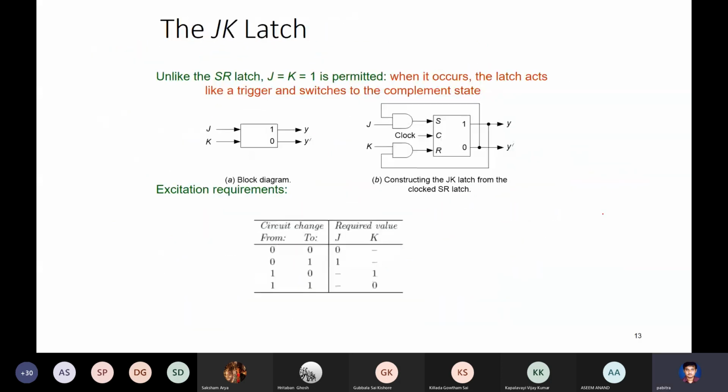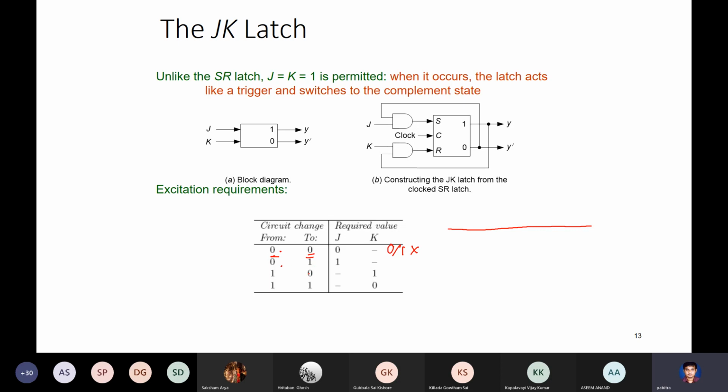So this is the excitation table. You want to change from 0 to 0. We'll see this excitation table. So basically, let's write this down. How can you go from 0 to 0? Either you have no change, so J can be 0 and K can be 0, or you have a reset to 0, so K is like a reset. J can be 1 and K can be 1, so this becomes a don't care.